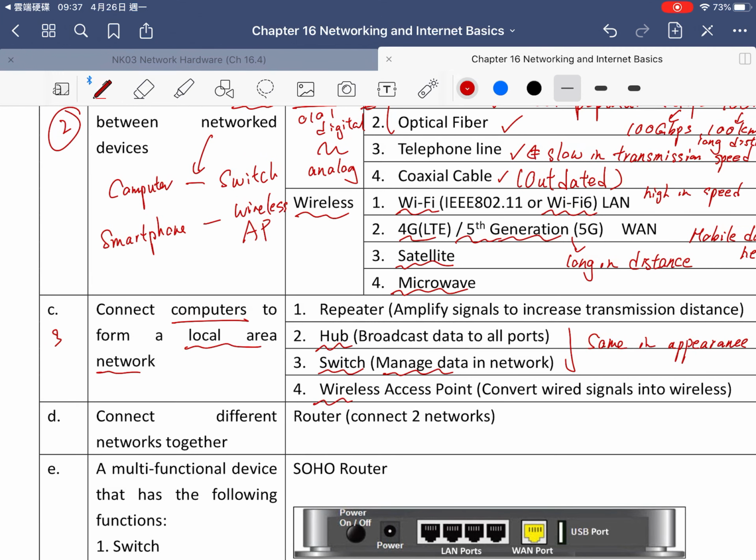And then the next one is the wireless access point. It converts the wired signal into wireless signal, which is used to control a Wi-Fi network. And then the last one is the repeater. Repeater helps to amplify, increase the signal to increase the transmission distance. For UTP cable, it can transmit up to 100 meters. If the distance is longer than 100 meters, you have to add a repeater in between two computers to amplify the signal. Or you can change the cable to the optical fiber.